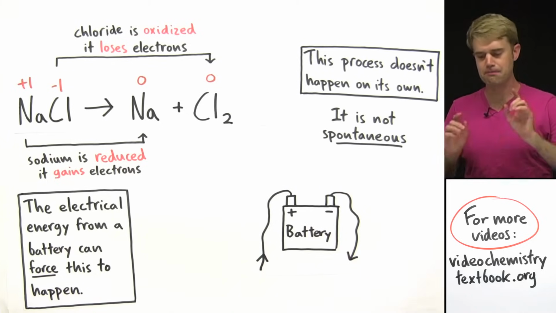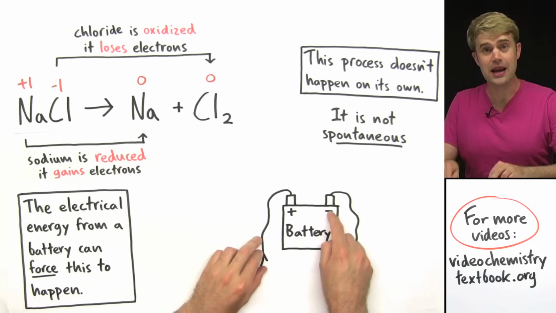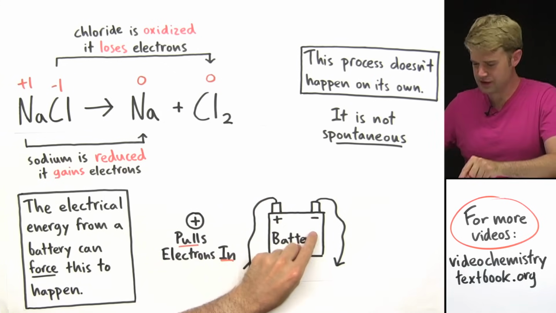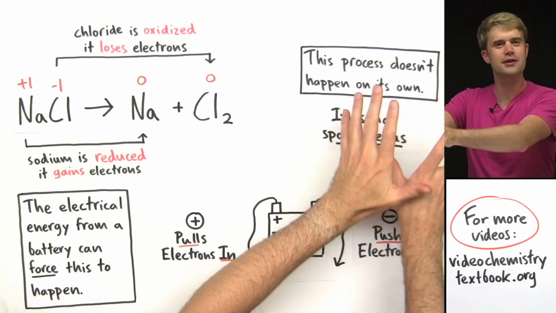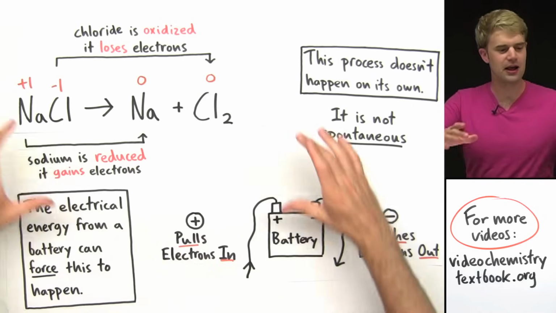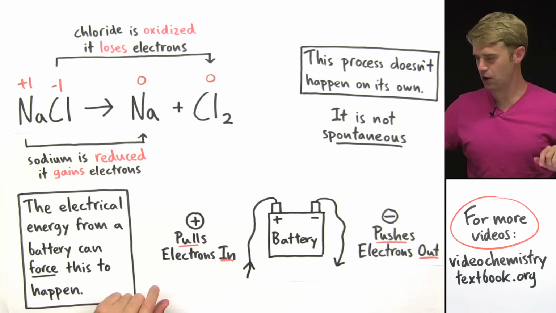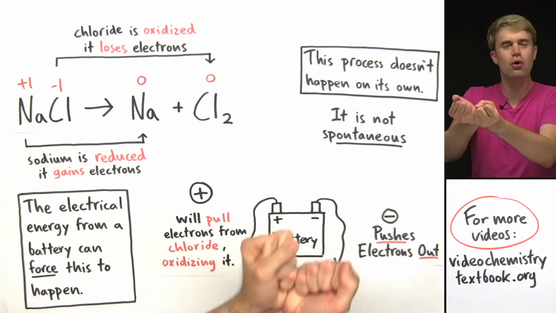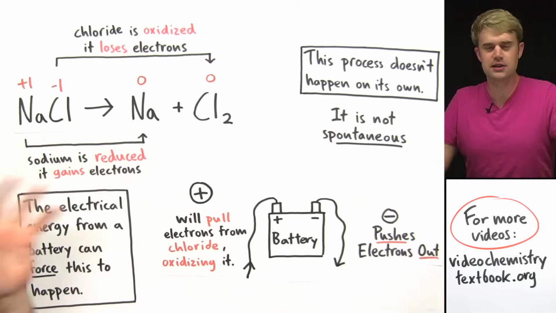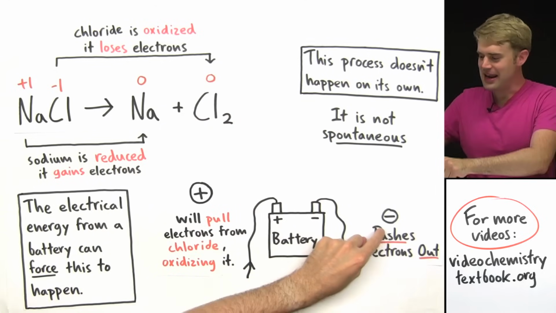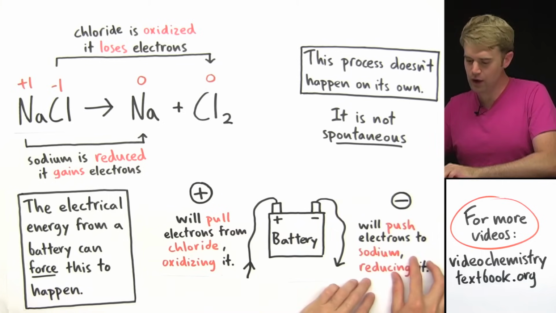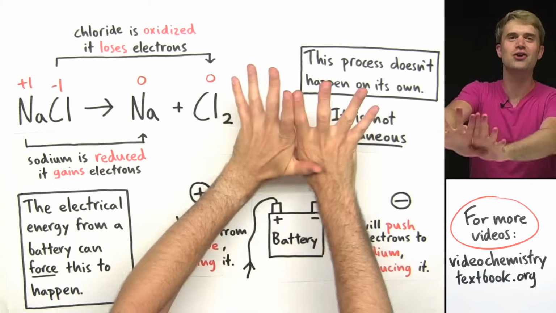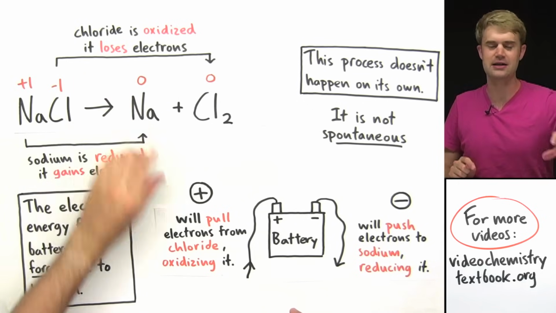So here's our battery. And a battery has these two sides, the positive and negative. The positive side of the battery pulls electrons in, and the negative side of the battery pushes electrons out. So these two things can force this process to happen. Chloride doesn't want to lose its electrons. But you know what? The positive side of the battery just pulls electrons away from it, right? It's like, you don't want to lose these electrons? Tough. I'm just going to pull them away from you. And the negative side of the battery that pushes electrons out, it's going to push electrons to sodium. Sodium doesn't want to gain electrons? Too bad. The negative side of the battery is going to push electrons to the sodium, making this process happen.